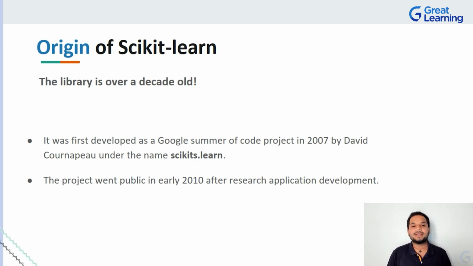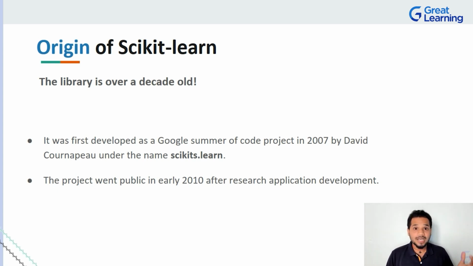It was basically developed as a summer project, a Google Summer of Code project in the year 2007 by a really talented person called David. Originally it was called Scikit-Learn with an S at the end, and of course, we don't have that S anymore. What started as a brainstorm of one very talented individual, the project actually went public in the year 2010, after having some sort of research application development. And right since 2010, where are we right now?